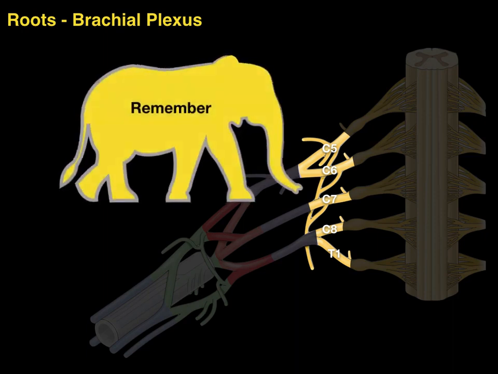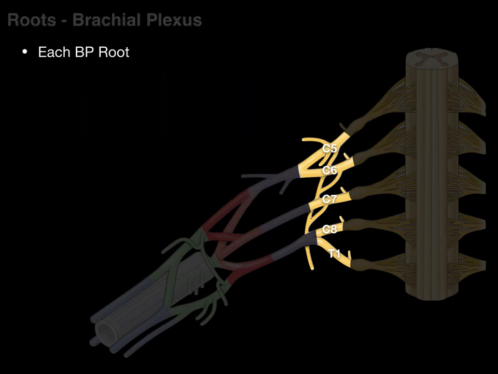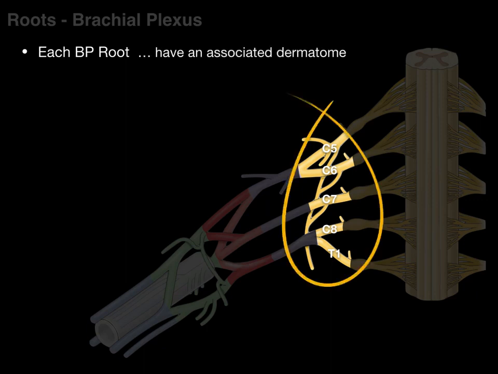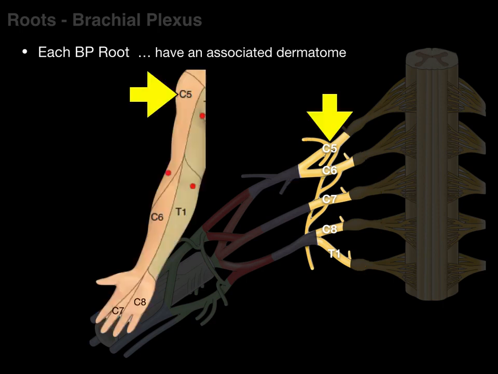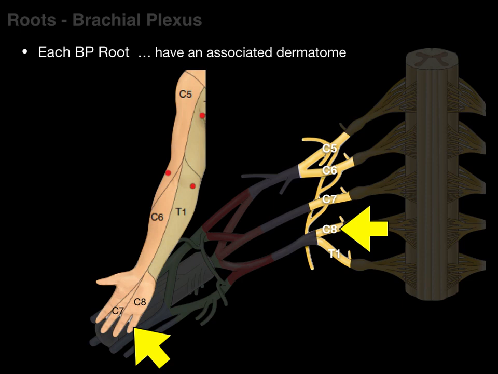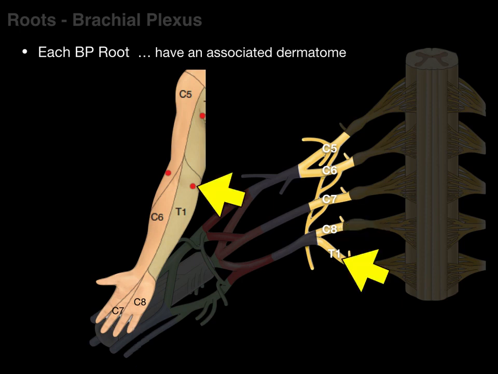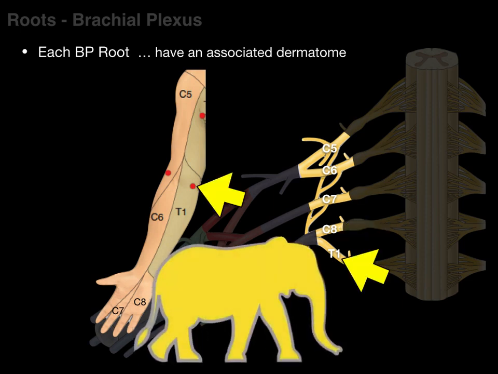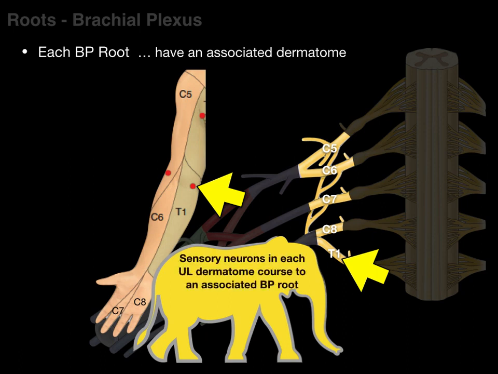Okay, so a couple of things about the roots to remember. First is that each brachial plexus root has an associated dermatome, and a dermatome is an area of skin innervated by a specific spinal nerve level. And so there are our dermatomes. The C5 root with the C5 dermatome, C6 root, C6 dermatome, C7 root, C7 dermatome, C8 root, C8 dermatome, T1 root, T1 dermatome. So the thing to remember is this: sensory neurons in each upper limb dermatome course to an associated brachial plexus root.